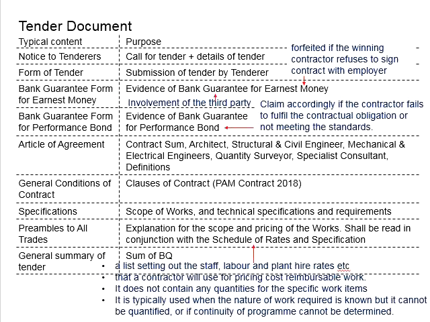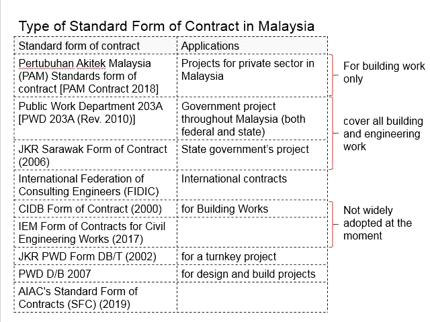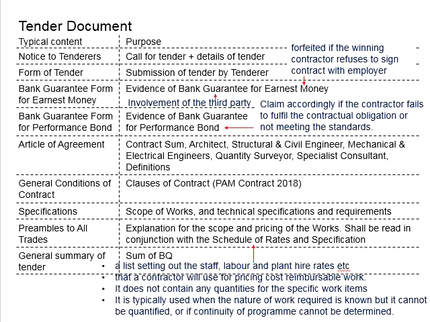Next, it will be the general conditions of contract. In these sections, a standard form of contract will be adopted. In our previous videos, we mentioned that there are quite a number of standard forms of contract. As for this module, we're going to use this PAM contract 2018, and we're going to look into the details for each clause of this PAM contract 2018 in the following videos.